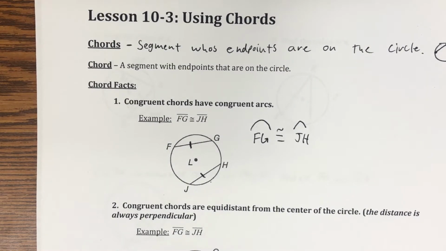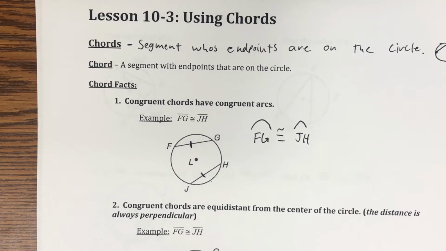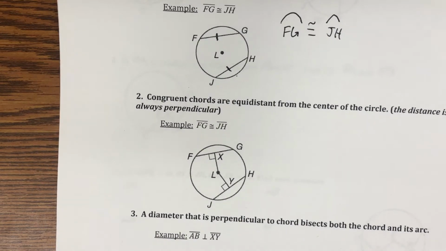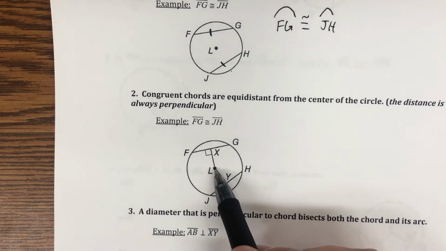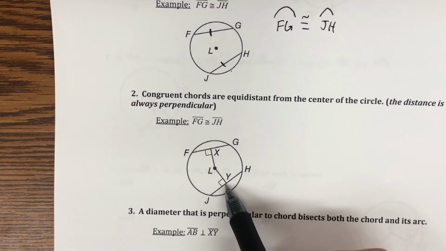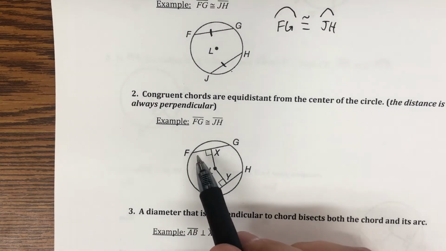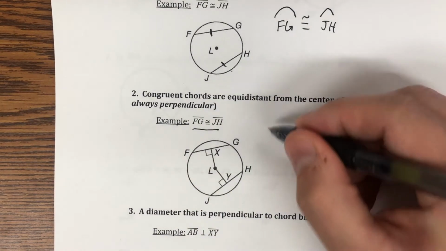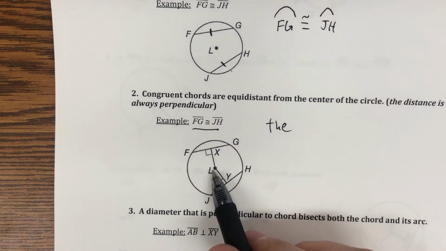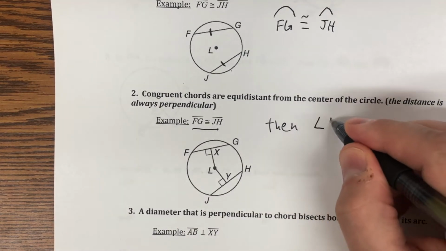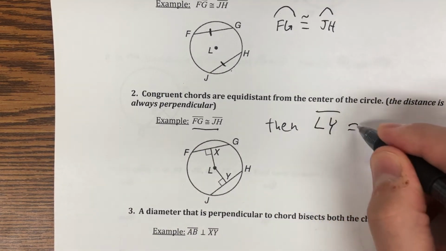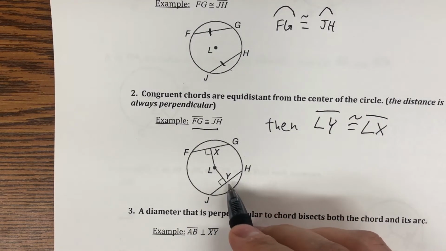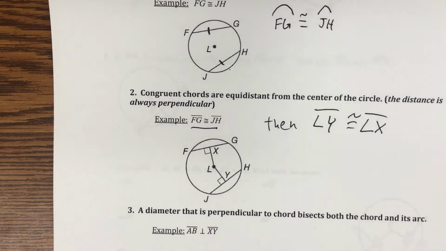Next thing, congruent chords are equidistant from the center. The distance always has to be at a perpendicular right angle. So when we talk about the distance, the shortest distance from the center to this chord is at a right angle. If chord FG is congruent to chord JH, then the distance L to Y has to be congruent to the distance LX. And those have to be marked at right angles, the shortest distance to that chord.